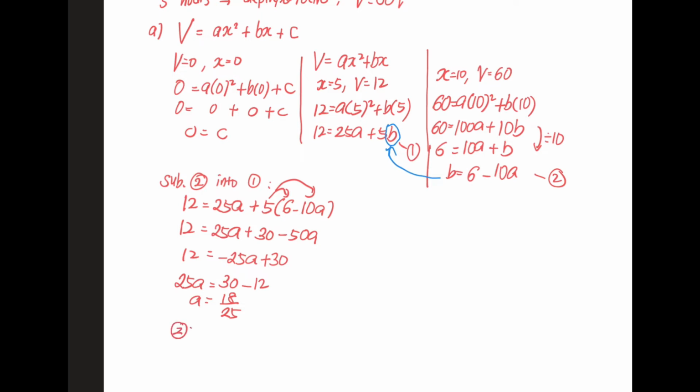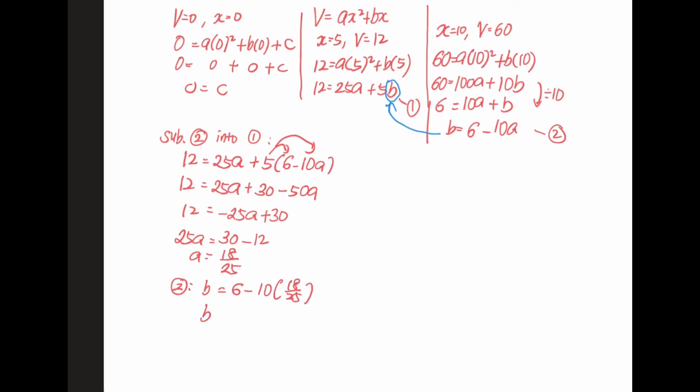Now I use equation 2 to find out the value of b. 6 minus 10a. Then I just need to press calculator for this. 6 minus 10 times 18 over 25. So I get negative 6 over 5. So I have a and b.